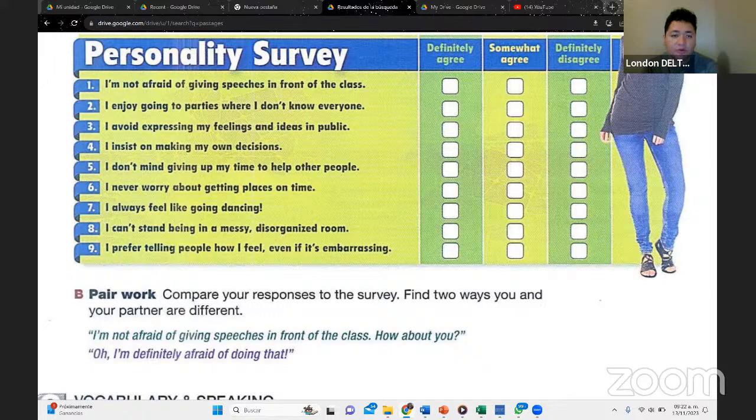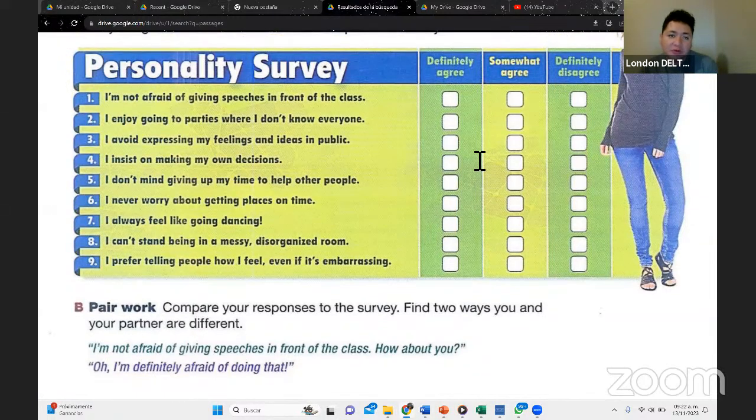Very well, discurso. So, speeches is the plural, right? Don't confuse with the word speechless. Speechless quiere decir que te quedas sin hablar. So, one thing is speech, speeches, discursos; speechless, quedarse sin palabras. Okay. So yeah, that's number one. Not afraid of giving speeches in front of the class. And you have to tell me how you feel. Do you agree? Do you somewhat agree? Definitely disagree.